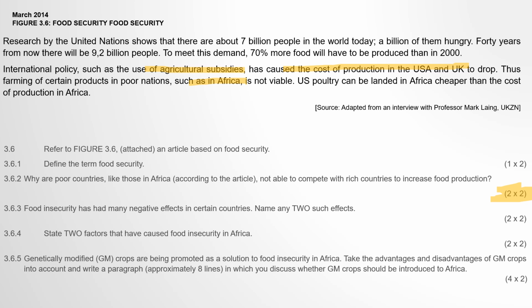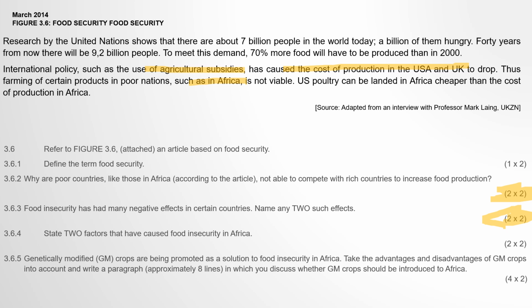Then food insecurity has had many negative effects in certain countries. Name any 2 effects: diseases, death, whatever. 2 of them, once again, 2 marks. State 2 factors that have caused food insecurity in Africa: droughts, floods, you name it. Okay, this is stuff that is taken more from your general knowledge as well, not necessarily from the article. And then finally, the lovely paragraph question.